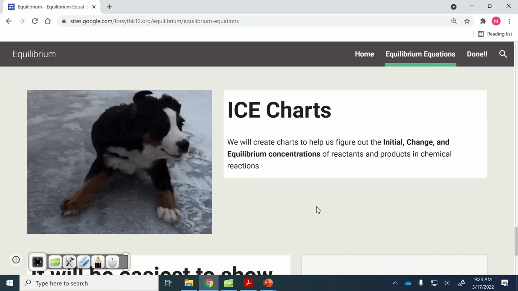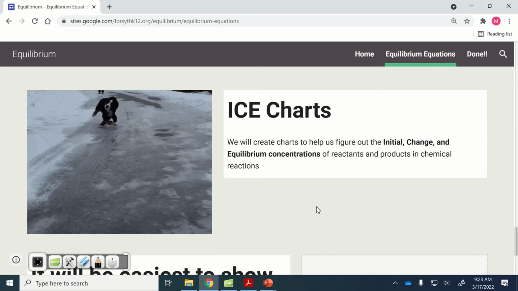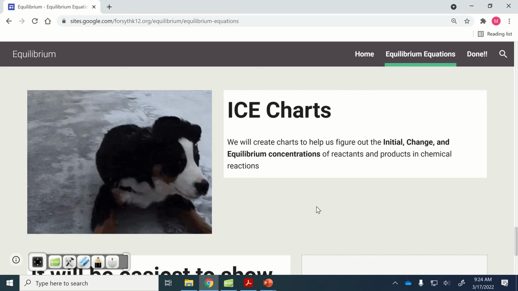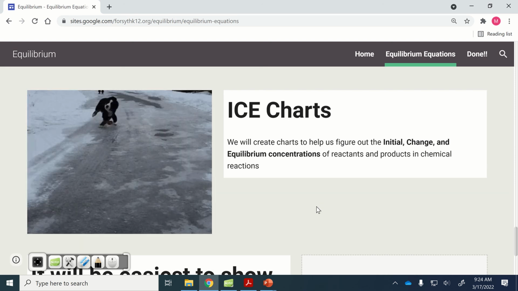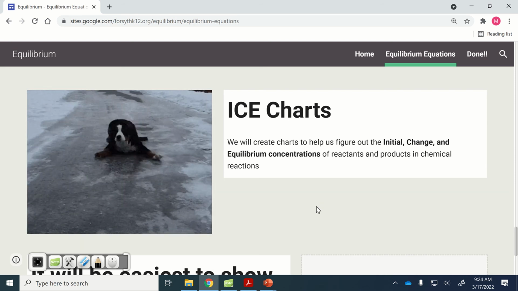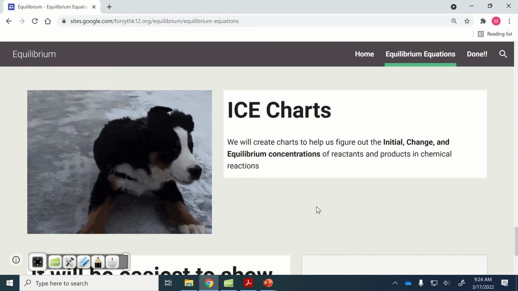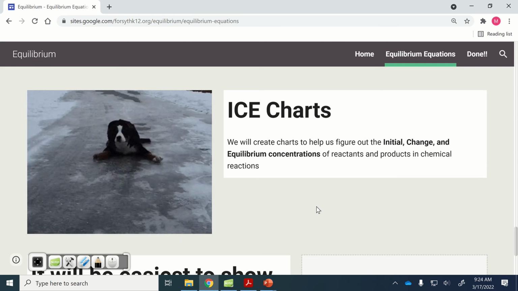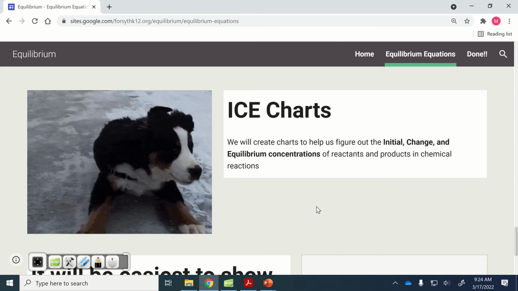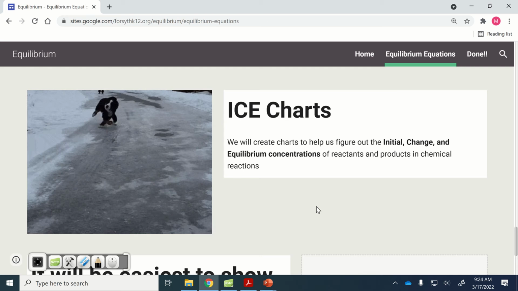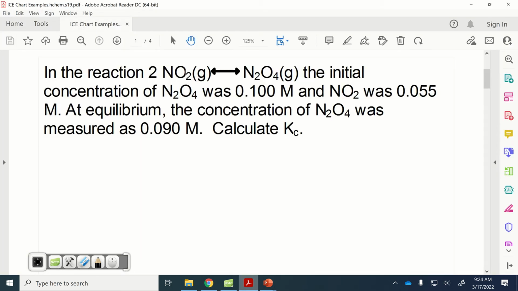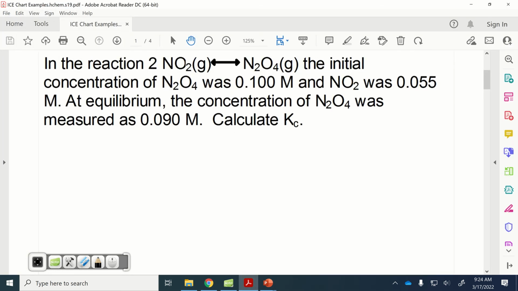We write out what we have to start with. It might give you the equilibrium, it might give you the initial, but the idea is we have to see the change that occurs, and this has to be consistent across all of the different products and reactants themselves. The easiest way for me to do this is to just go straight to problems. It's not going to be worth trying to type it all out. So I have this reaction here.